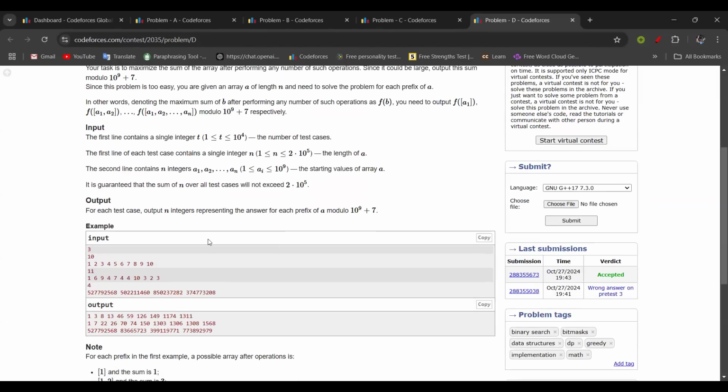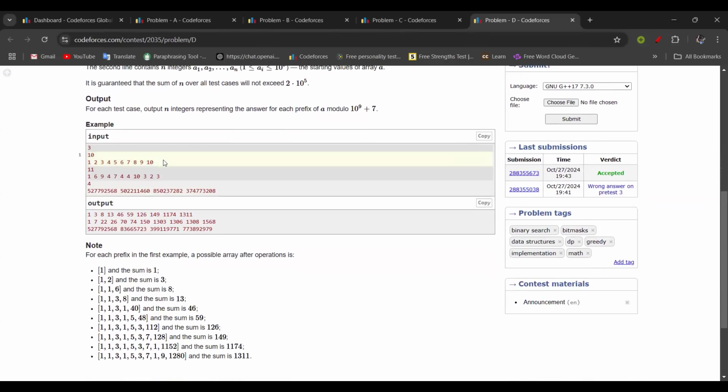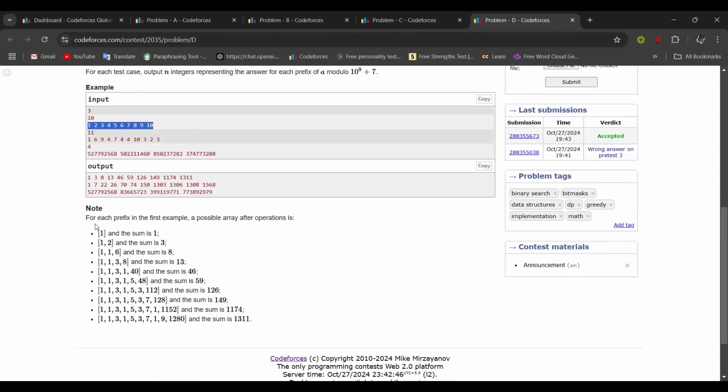Perform this operation as many times as you want and finally maximize the sum of the array, and find this answer for every prefix of A. If you look at the first test case, this was the array given to us. First, we need to find the answer for the first prefix. For this array, only one index is there. You can't perform any operations. Sum is 1. It would remain 1.